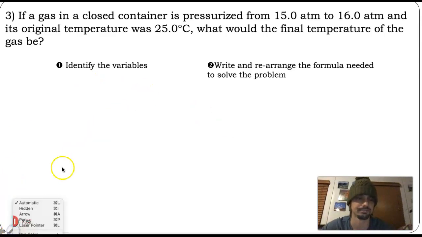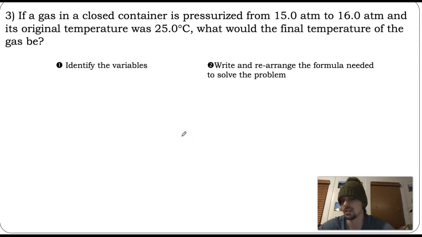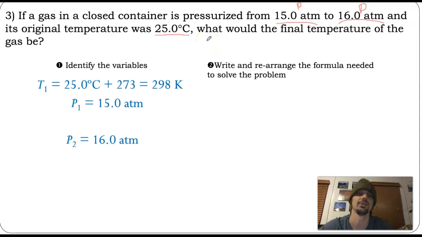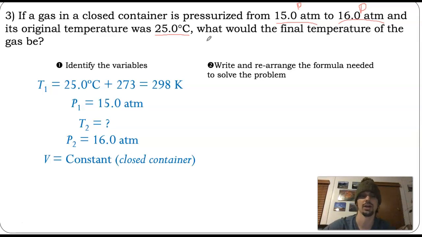Number 3, if a gas in a closed container. So a closed container means the volume is constant, okay? Is pressurized from 15, so there's my pressure, to 16, P1 and P2. The original temperature is 25 degrees Celsius. What would the new temperature be? All right, so I'm listing my variables. I'm looking for T2. So I have pressure and temperature. What gas law is that? Hopefully you know, Gay-Lussac's. And I'm solving for T2.